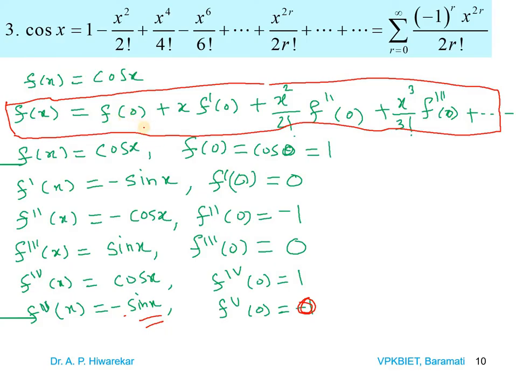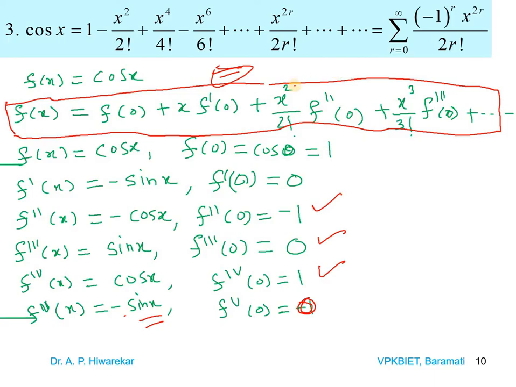Cos x is 1. Then the second derivative is 0, so x square divided by 2 factorial, and that is with a minus sign. Then the third derivative is 0. That's why the x cube divided by 3 factorial term is not there. Then x power 4 divided by 4 factorial into 1. That way you can proceed, and from that we get this as an expansion. Okay, so that is the expansion of cos x.